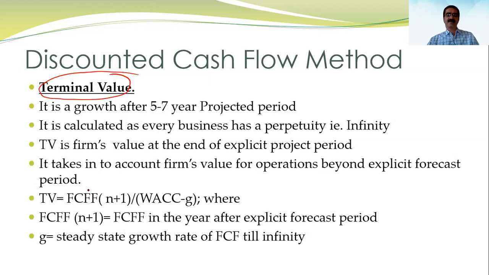We first find the terminal value, which is calculated from the last year's FCFF. Suppose there is a projection of 5 years, then we take the 5th year FCFF, multiply it by n plus 1, and divide by WACC, which we must have calculated, minus the growth rate, which goes on to infinity. This gives you the terminal value. We discount this terminal value and add it to all the free cash flows.